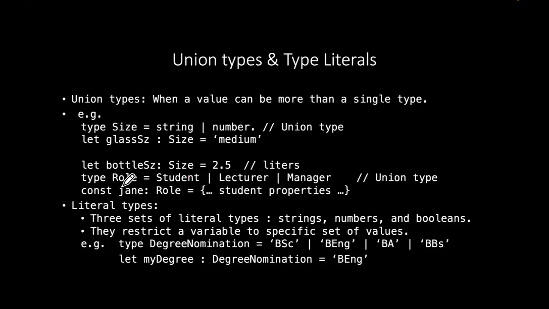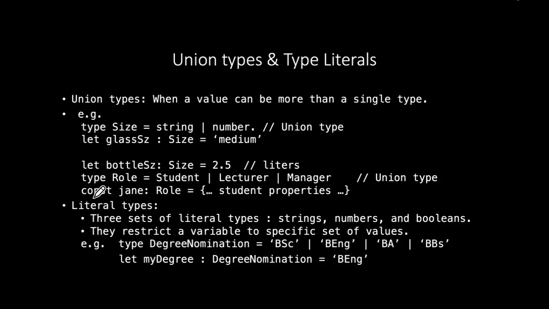Here's an actual variable. So Jane is of type role, and whatever the properties of student were, let's assume that's what we had here. Again, from a type inferencing point of view, the compiler would not be able to infer that Jane was of type role. It probably would infer its type as student. I'm not sure if it would even get that right, but it certainly wouldn't infer the type role. So that's examples of union types.